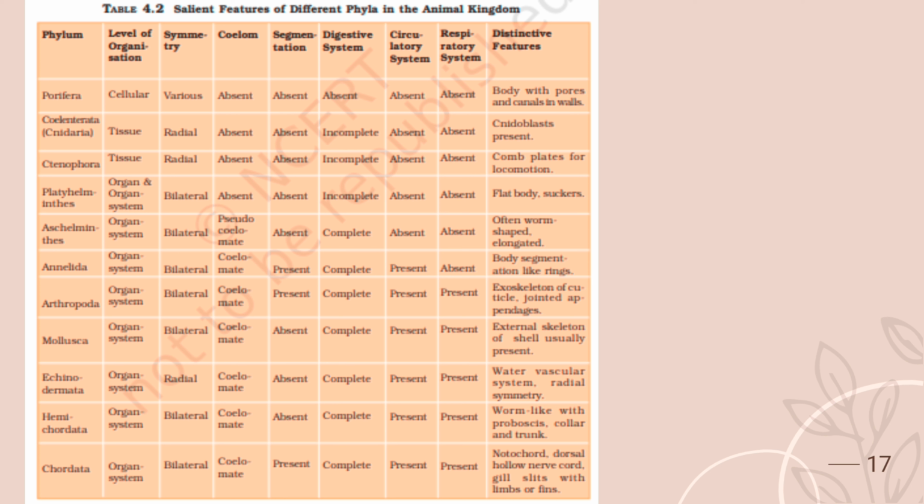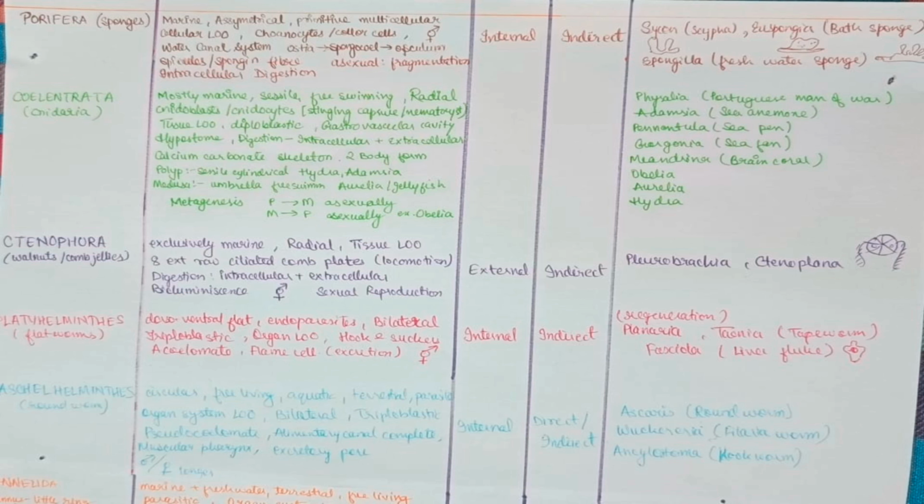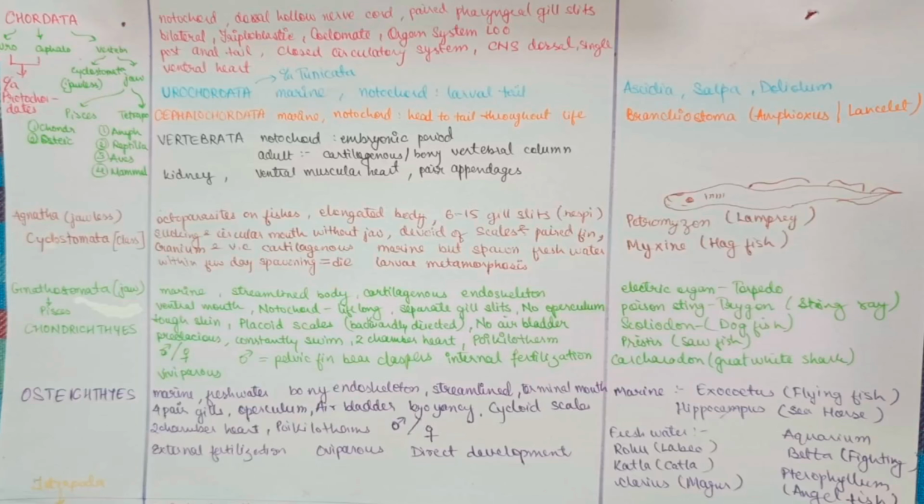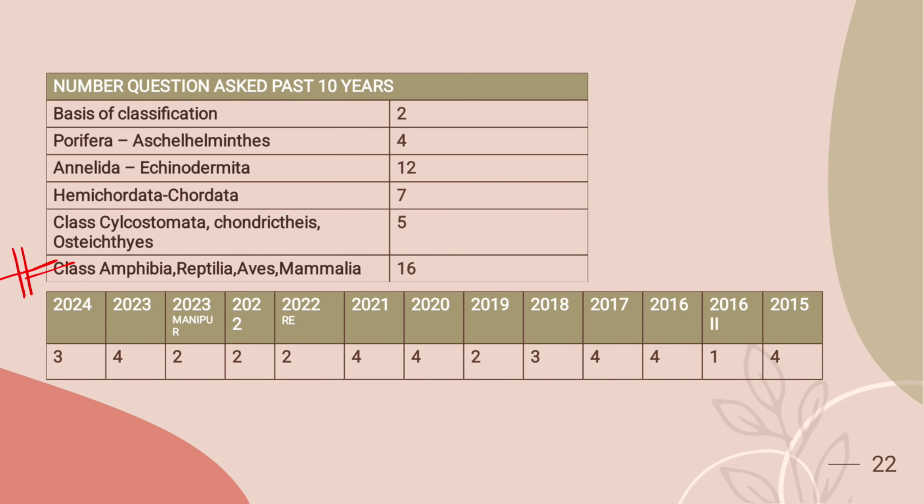This is very important. It shows different salient features of different phyla and animal kingdom. This is my self-handwritten notes. From superclass Tetrapoda, most of the questions have occurred in exam. And next is from phylum Annelida and Echinodermata.